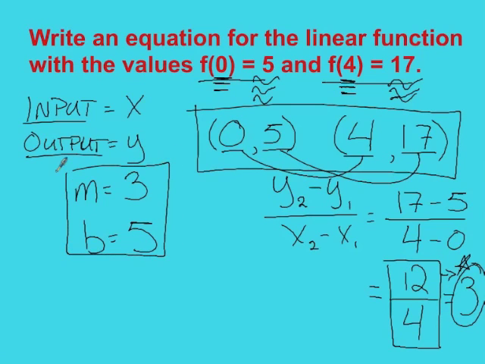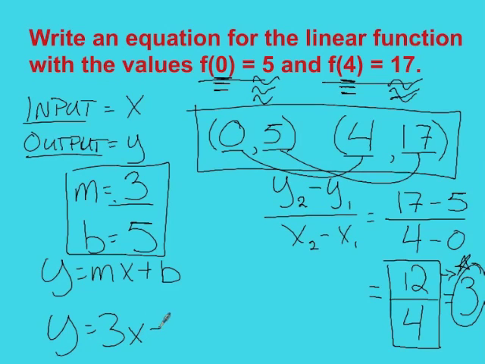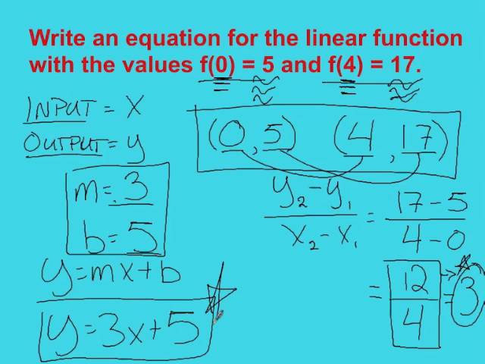So we have a slope of 3, a y-intercept of 5. I need to put it in y equals mx plus b form. So y equals, my slope is 3, so 3x plus, my b is positive 5, plus 5. So again, we're not looking for just the slope. We're not looking for just the y-intercept. We're looking for the equation. And your equation is y equals 3x plus 5. And that's our answer.